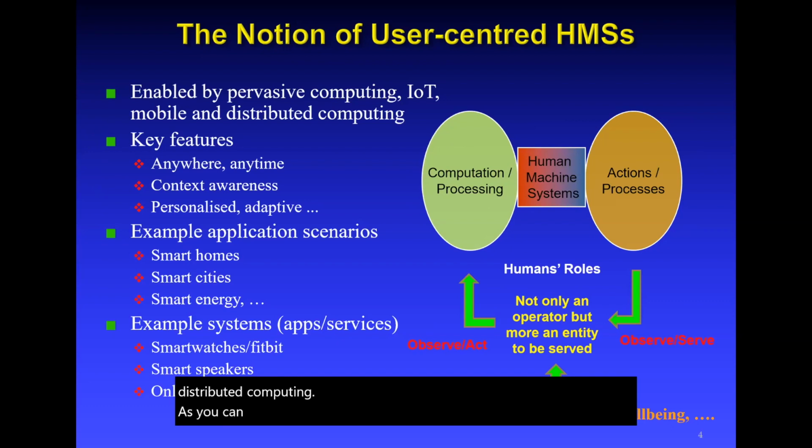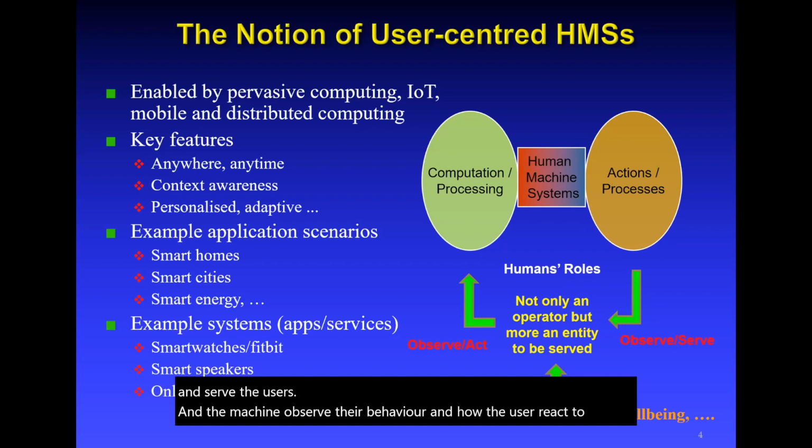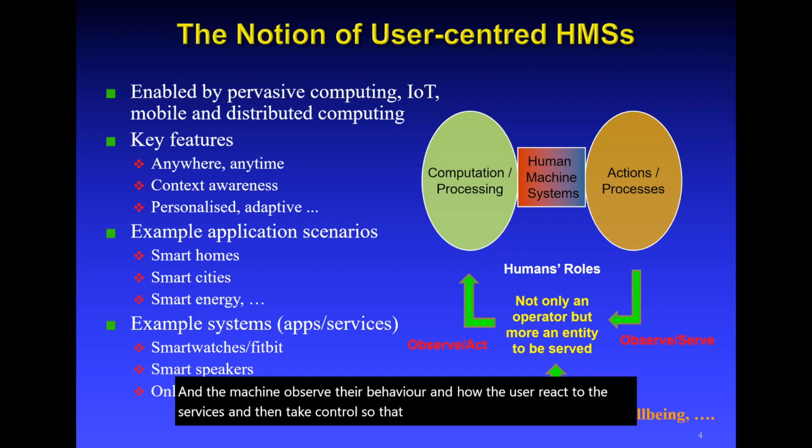As you can see in the right-hand picture or diagram, the role people play has changed. It's not only as an operator, but more as an entity to be served, for either user experience, satisfaction and well-being. The machine observes and serves the users, observes the behavior and how the user reacts to the services, and then takes control. So that is what we are now talking about: anywhere, anytime computing, context awareness, personalized, adaptive or anticipatory services.